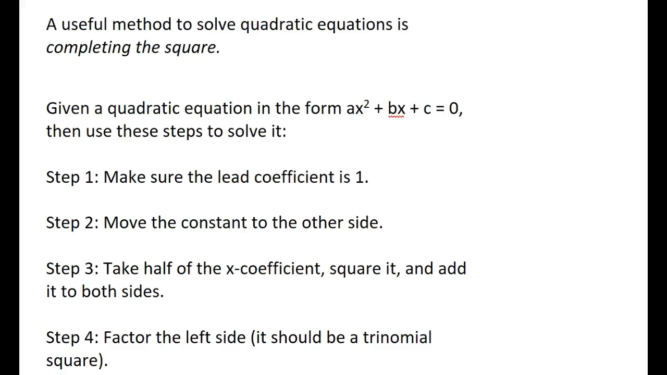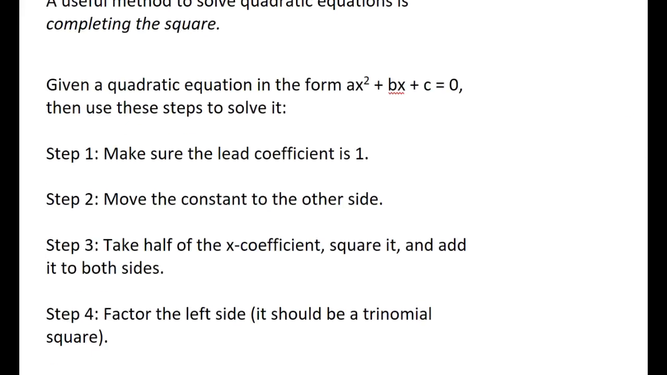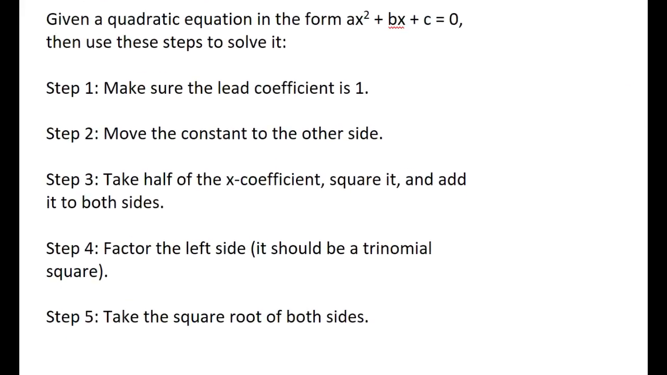Well, completing the square is a technique that forces the left side of the equation to be a perfect trinomial square. And these are the steps we're going to use to do it. If I have an equation in the form of ax squared plus bx plus c equals 0, notice it has to be equal to 0, okay? Then I'm going to make sure the lead coefficient is 1, so a has to equal 1 before you start. I'm going to move c over to the other side by subtracting it or adding it, whatever is necessary.